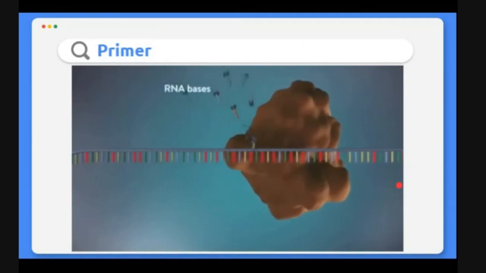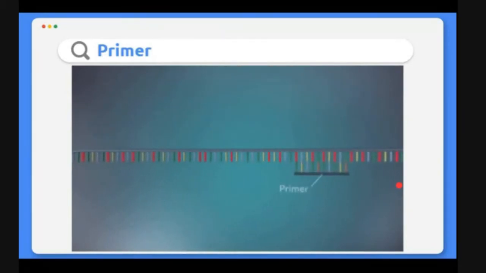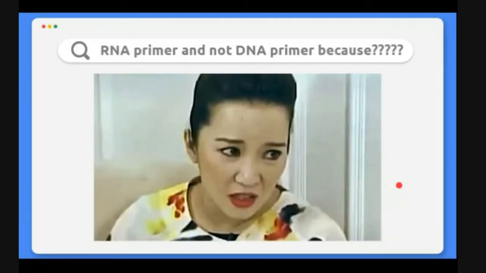Yung primase yung enzyme, right? And what it does is it adds RNA bases, which are usually 10 nucleotides long, and that is your primer. Okay. So, RNA primer and not DNA primer because, di ba, bakit DNA replication yung ginagawa natin, bakit ka maglalagay ng RNA bigla? Parang nafu-frustrate ako. Bakit kaya dinesign na RNA primer yung ilagay, hindi na lang DNA primer agad-agad, di ba? Kasi DNA naman yung goal natin. Bakit RNA primer pa? So, bakit nga ba?